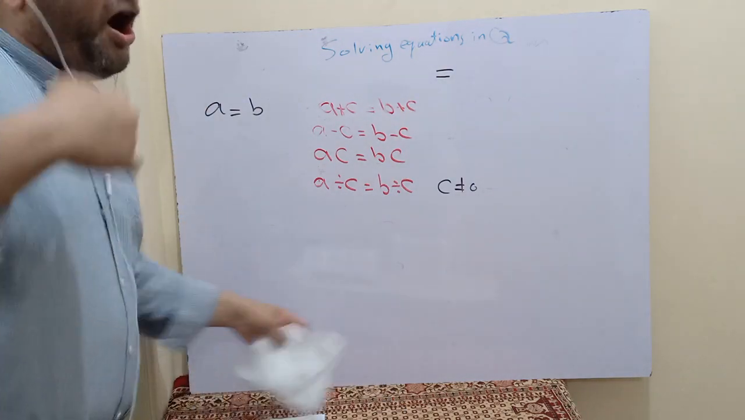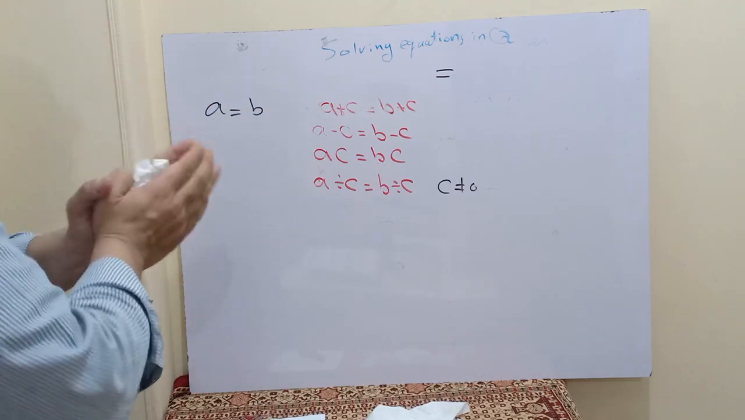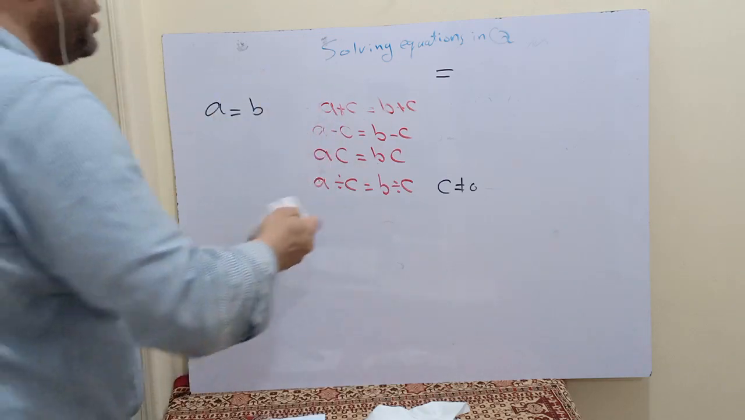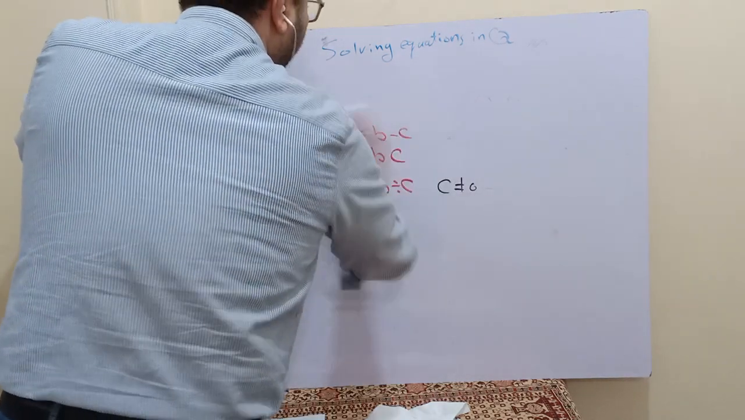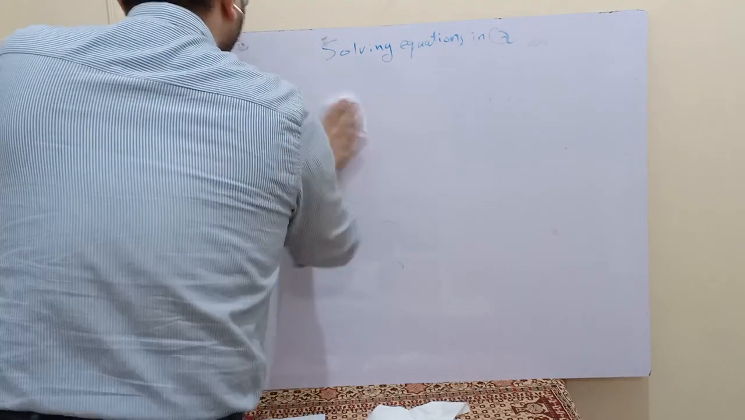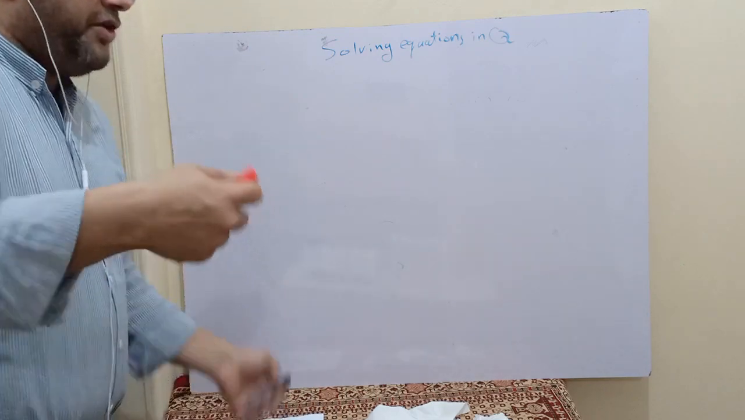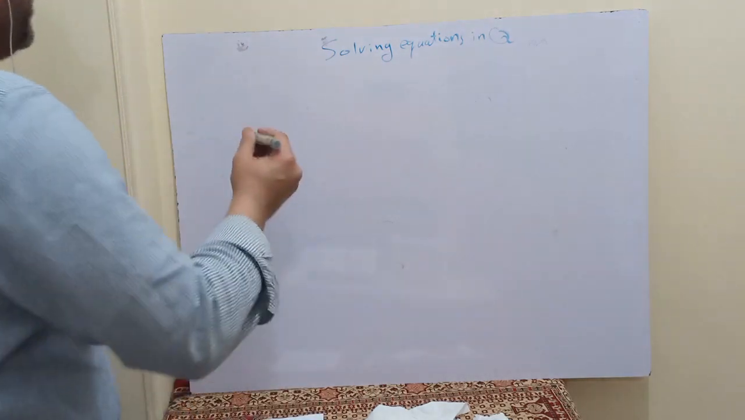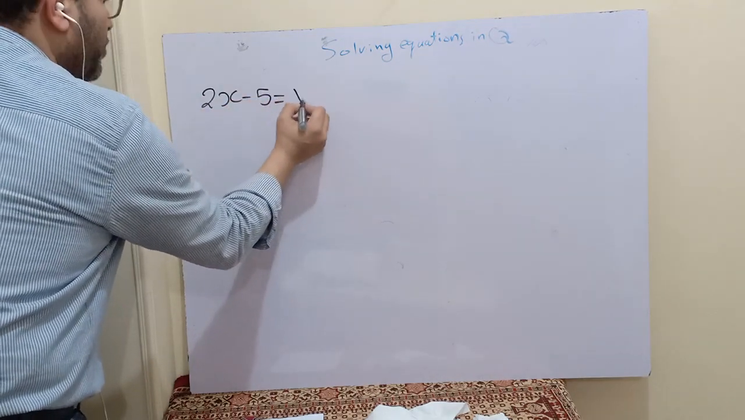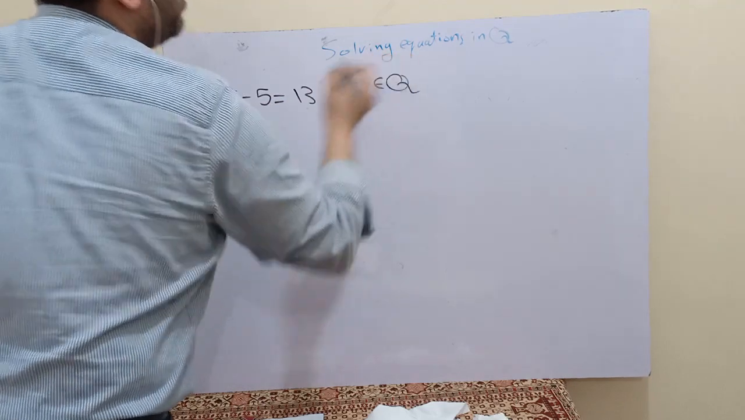Okay. After knowing the properties of the equation, we will learn how to solve equations in Q, and after solving, how to write the solution set. The first example: 2x - 5 = 13, where x belongs to Q.